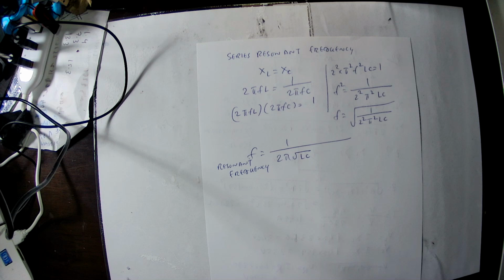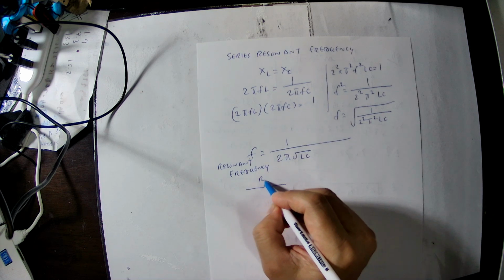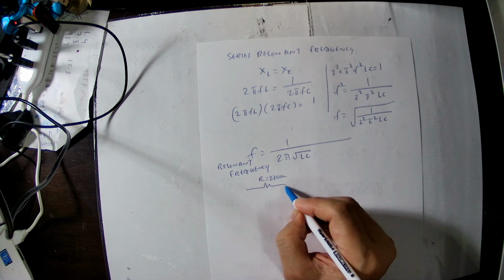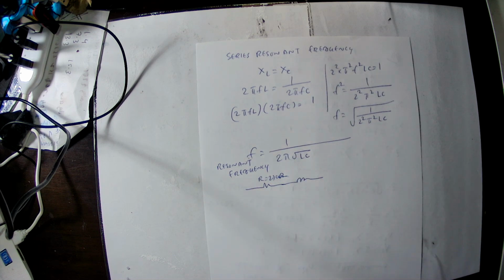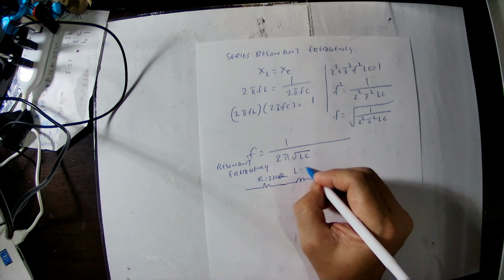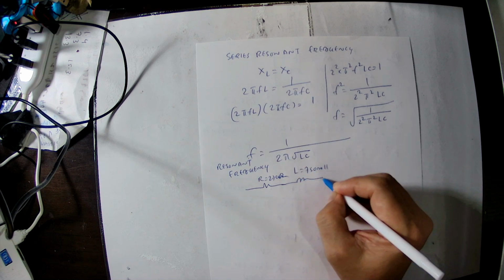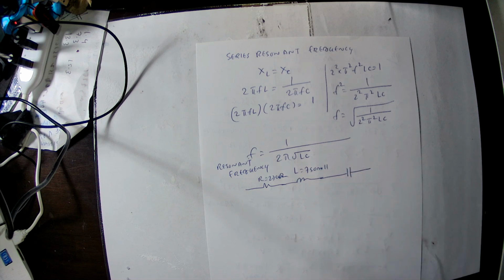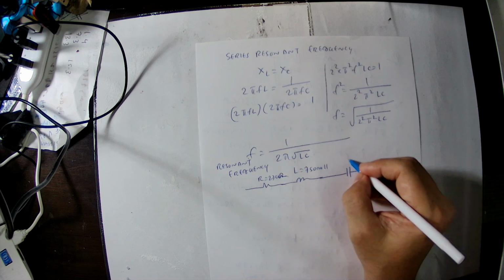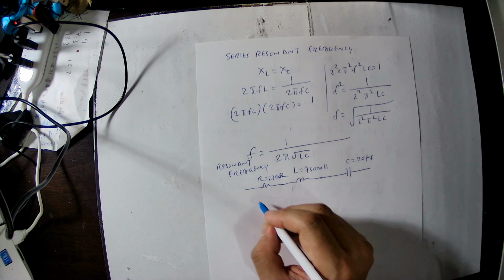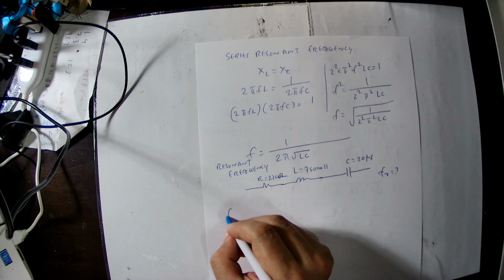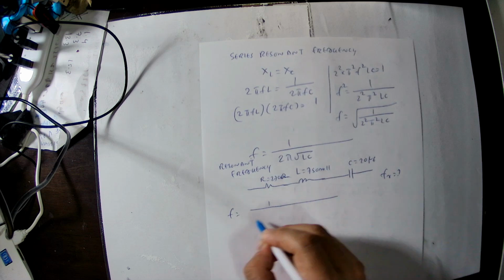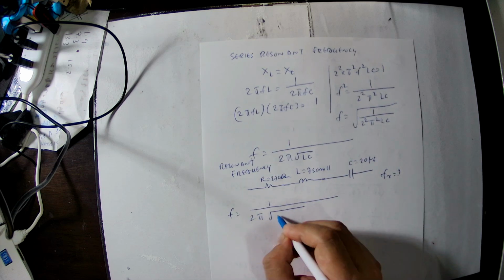So if in the circuit, the resistor R is 270 ohm, the inductor is 750 millihenry, and the capacitor C is 20 microfarad, we have to find out the resonant frequency. So we write down the equation f equals 1 divided by 2π square root of LC. So this is the resonant frequency equation.